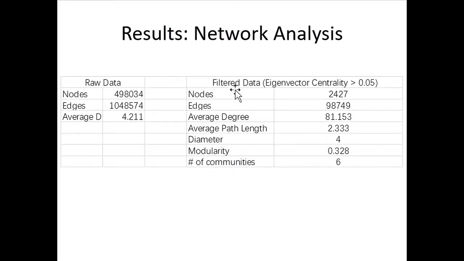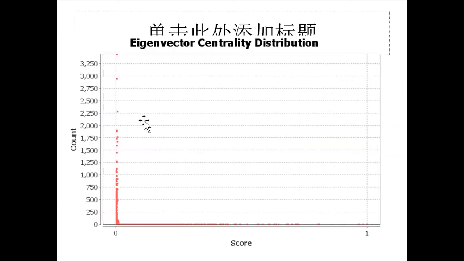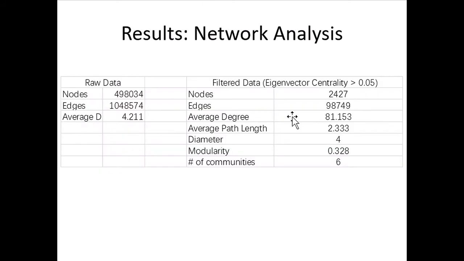So here are the results of my network analysis. For the raw data, because it contained almost 1 million edges and 500,000 nodes, it was too large a data set for any of the computation tools I tried. So I filtered the data by its eigenvector centrality larger than 0.05. As you can see from the distribution here, only a few nodes are significant in the network, which is an evident long tail effect. So I think filtering the data based on eigenvector centrality is pretty safe.